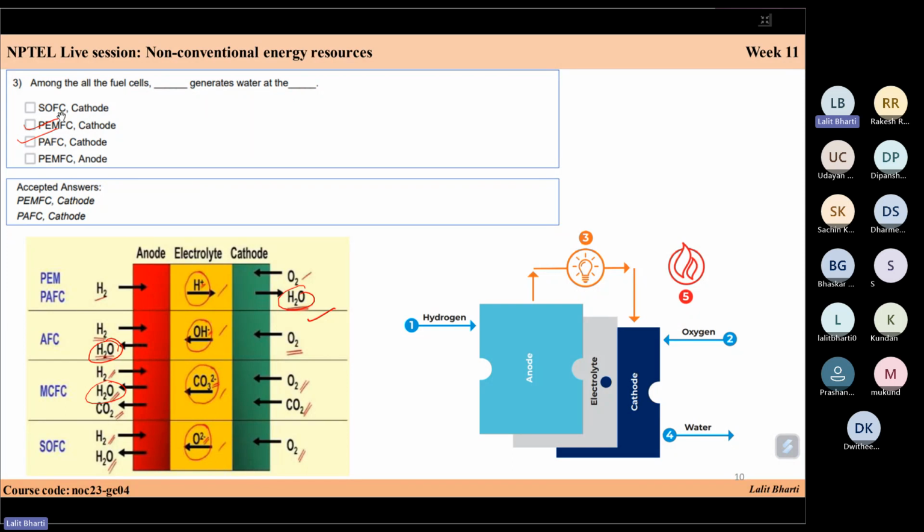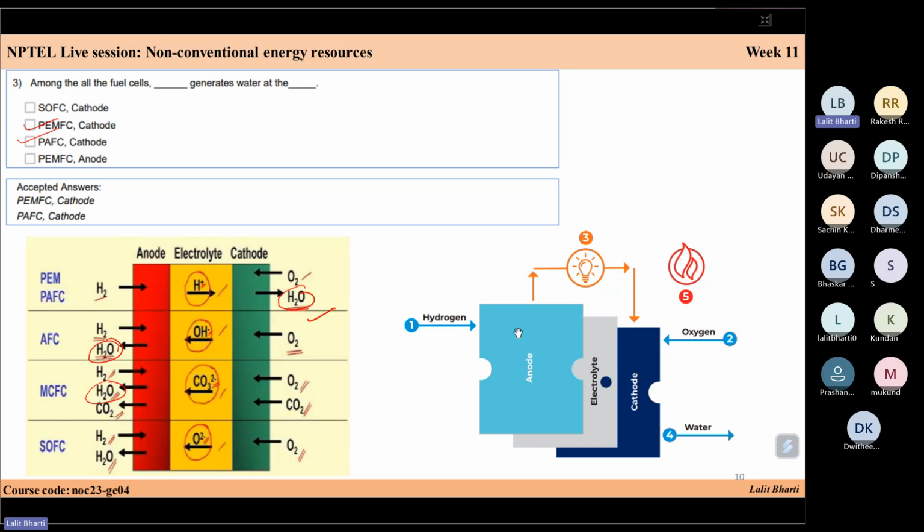Then we have: among all the fuel cells, which generates water at the blank. So we need to see where the water will be generated. We have H2 at one side, we have a cathode, we have an anode. All options are cathode and anode. We usually get the reactions at the cathode and your water is emitted at the cathode.